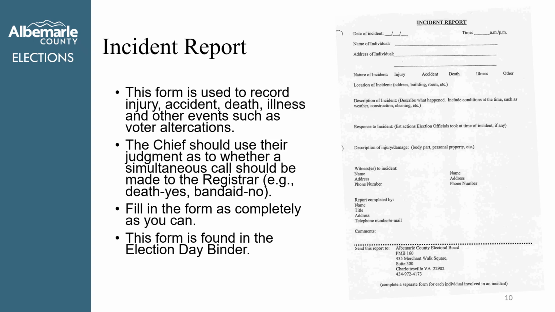The chief should use their judgment as to whether a simultaneous call should be made to the registrar. As a very general guide, if you have a death in your precinct, please call the registrar. But if you have a voter who just needs a Band-Aid, probably doesn't need a call in to the registrar. Fill in the form as completely as you can. This form is found in the Election Day binder.